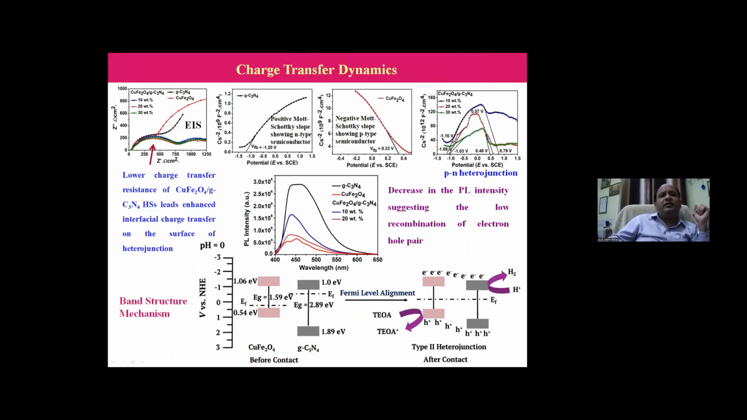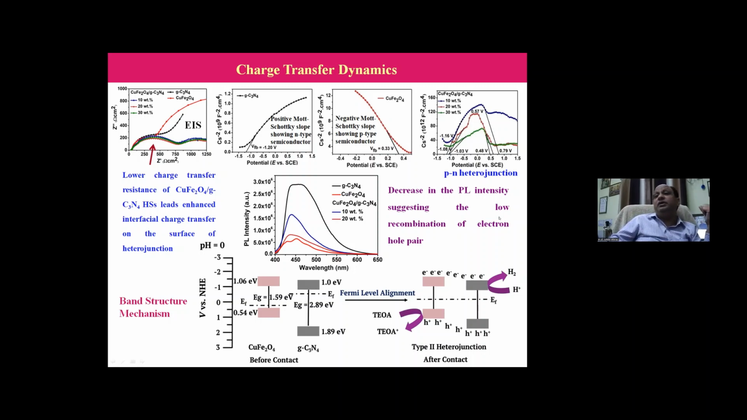Here you can see the electrochemical impedance spectroscopy for this heterostructure, and the low circular arc for 28% loading of copper ferrite on graphitic carbon nitride shows high interfacial charge transfer over the surface of the heterojunction. Then we do the Mott-Schottky studies for pure graphitic carbon nitride, copper ferrite, as well as the heterostructure. The positive slope of graphitic carbon nitride shows N-type semiconductivity, and the negative Mott-Schottky plot for copper ferrite shows P-type semiconductivity, and both positive and negative slopes are observed for the heterostructure, which shows the PN heterojunction formation.